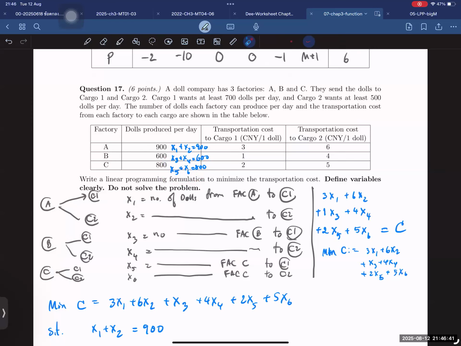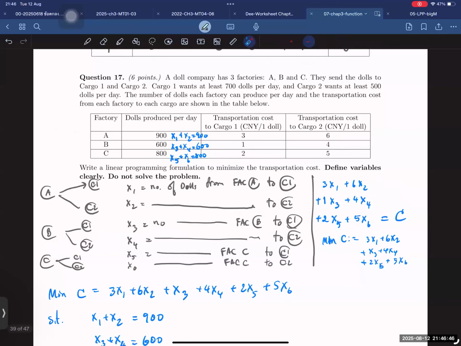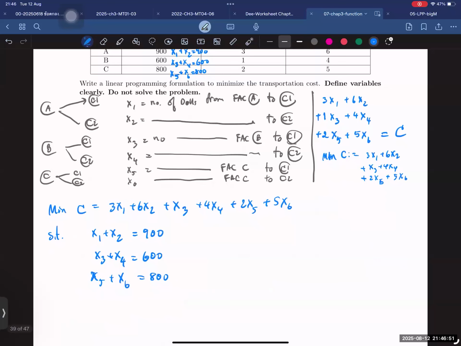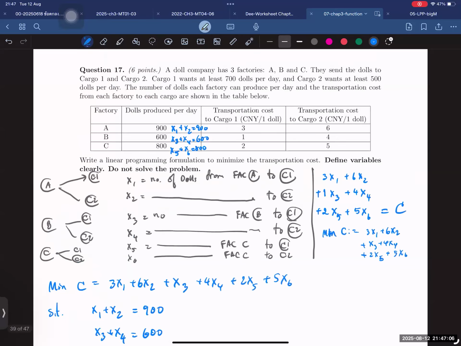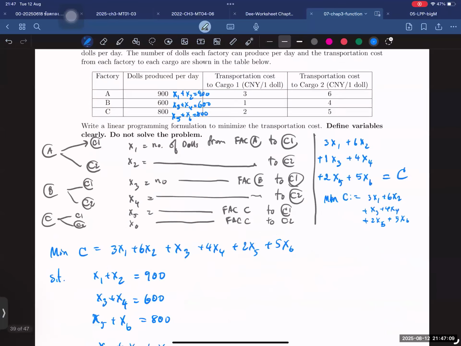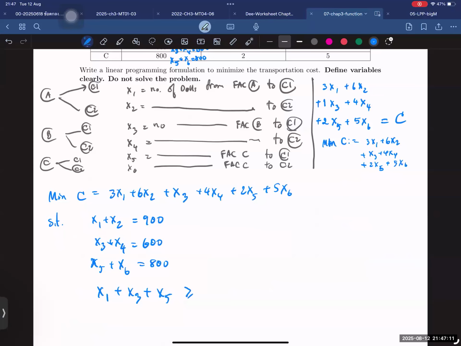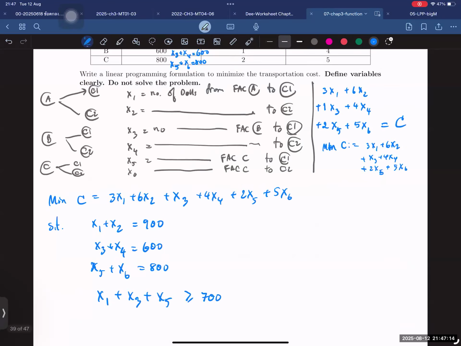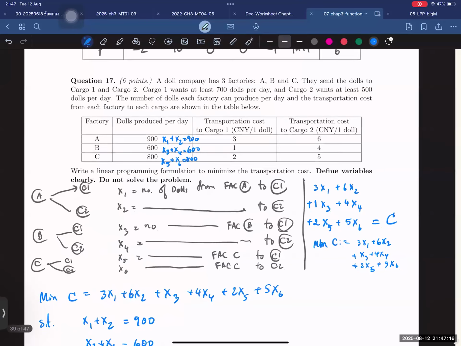And how about cargo one? We want at least 700 per day. So this is x1 plus x3 plus, from factory C, x5. That's the number of dolls sent to cargo number one. Cargo number one wants at least 700, so it's greater than or equal to 700, right? And cargo number two at least 500 per day.